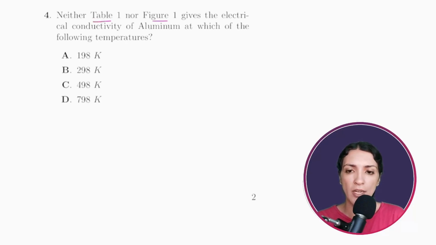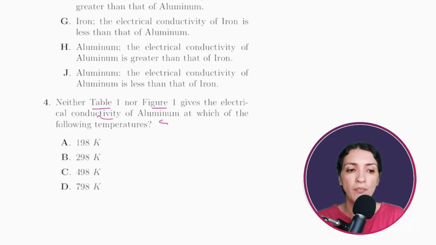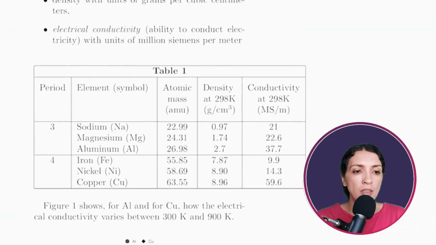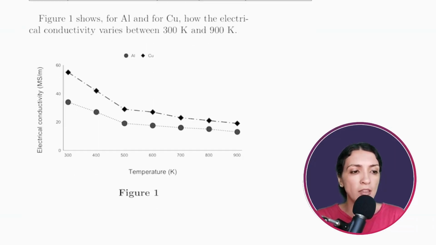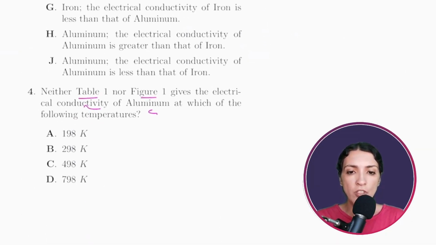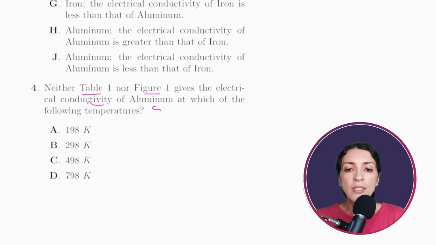For question 4, we're told to look at table 1 and figure 1. That's our location, the where. And the who would be the conductivity of aluminum. And the why is that we're looking at which one of these temperatures were not given in either the table or the figure. So going back here, the table is all 298 Kelvin. And if we look at the figure, it is 300 kelvins through 900 kelvins. So we're going to look back at the answer choices, and we'll see that choice A is the choice where the temperature is neither in table 1 nor in figure 1.